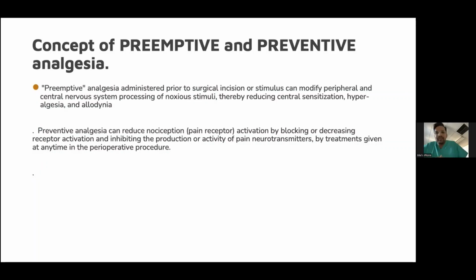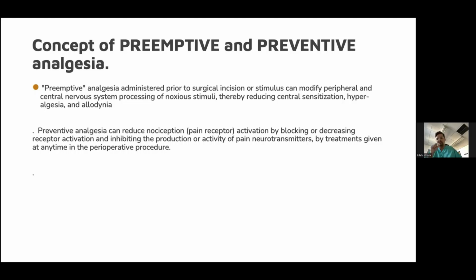So there is a concept of preemptive and preventive analgesia. Number one, what is preemptive analgesia? Preemptive analgesia administered prior to surgical incision or stimulus can modify peripheral and central nervous system processing of noxious stimuli, thereby reducing central sensitization, hyperalgesia, and allodynia.